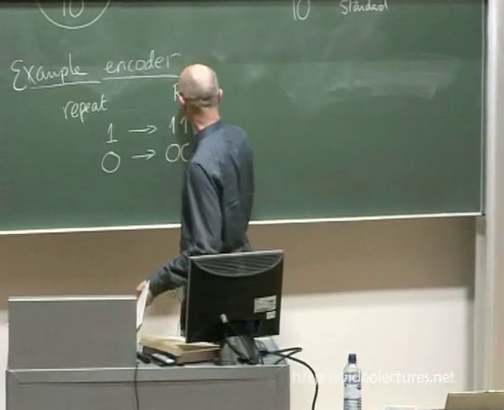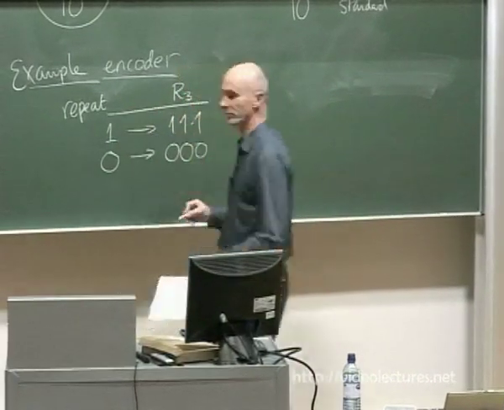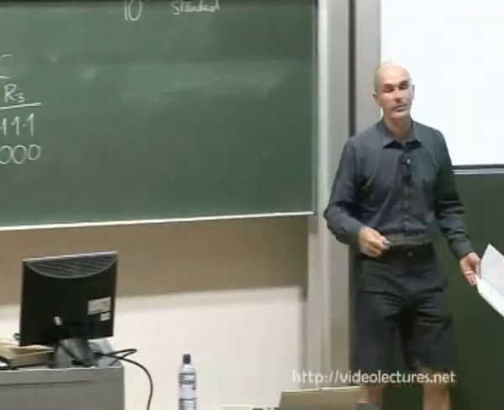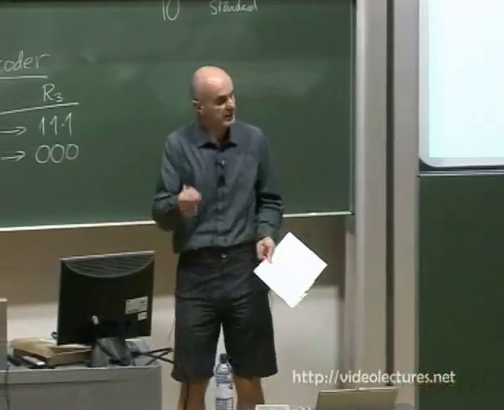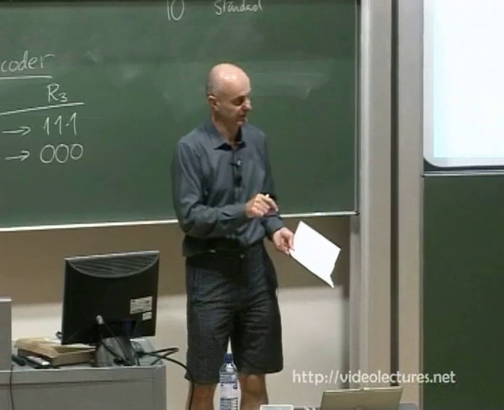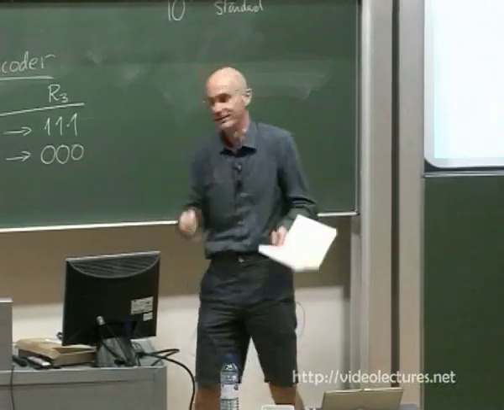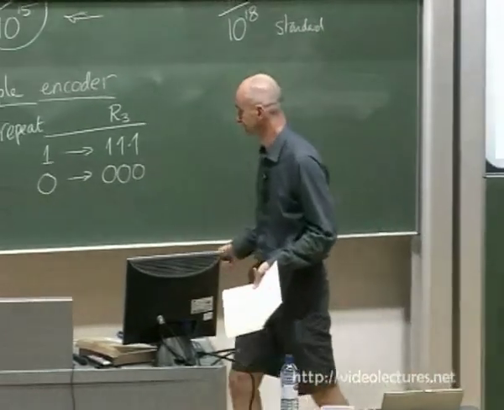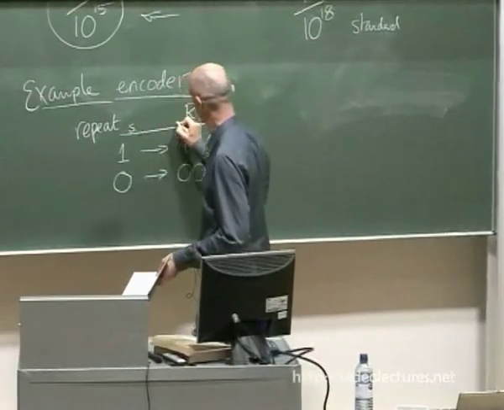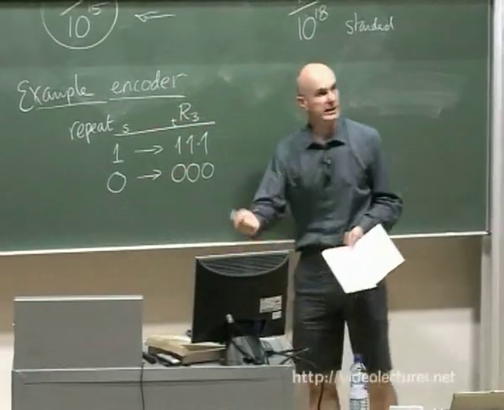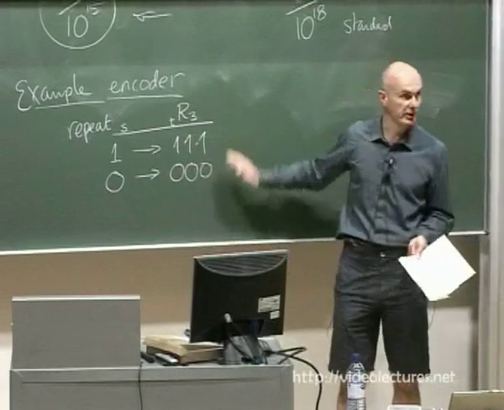I'm going to call this code R3 for repeat 3 times. So when I say repeat 3 times, the total number of times the bit gets sent is 3 times, all right? It's not 4 times. That would be another convention for what we mean by repetition. So this is the source. And this is the transmitted. And we read the source one bit at a time. And we use this encoding rule.